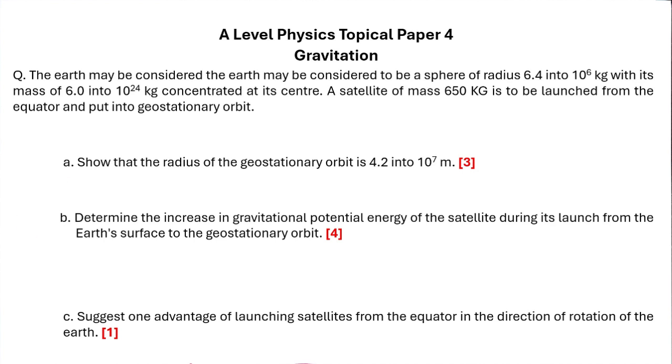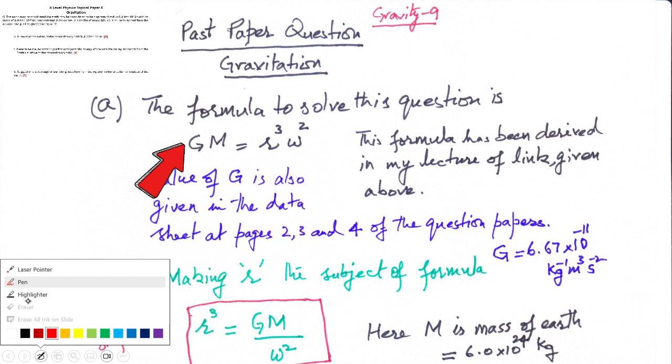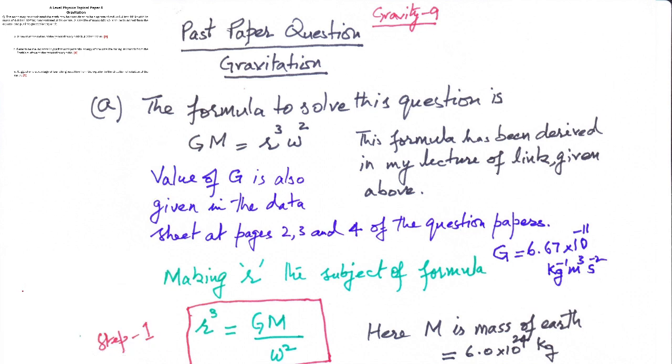Now, if we have to work out the geostationary satellite, the formula to be used has already been taught to you in the topics of the chapter. The formula is GM equals r cubed omega squared, where G is the universal gravitational constant, and its value is 6.67 into 10 power minus 11. M is the mass of the object in whose gravity the satellite is to be launched. In this case, it is Earth, so the mass of Earth is 6 into 10 power 24 kg.